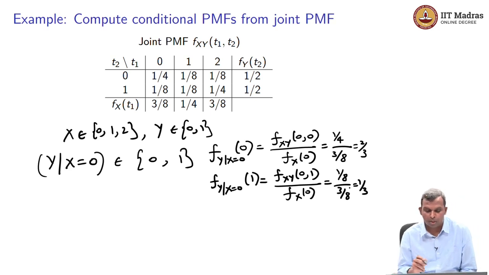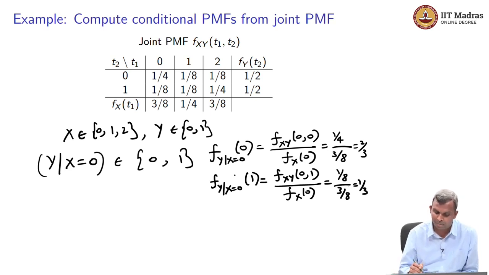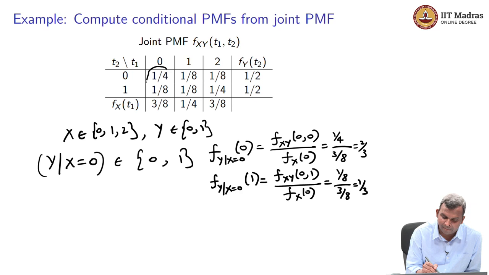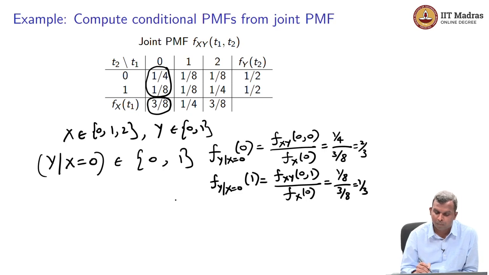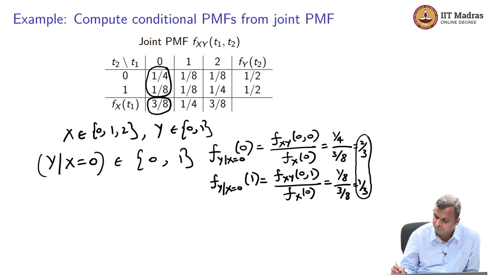So notice what has happened here. To get the conditional PMF, you simply divide this column by this number. You divide the column 1 by 4, 1 by 8 by 3 by 8 to get the conditional PMF 2 by 3, 1 by 3.